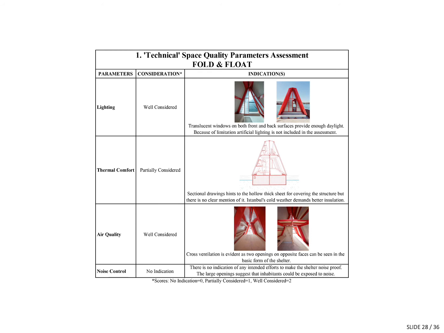The assessment of the technical component of this case study reveals that lighting and air quality are well considered because of the two large windows on either side of this shelter. And thermal comfort is considered partially, as the external sheet is not discussed in detail in visuals. It could be used with a thermal insulator to provide better insulation. Noise control is not indicated in any textual or visual data.